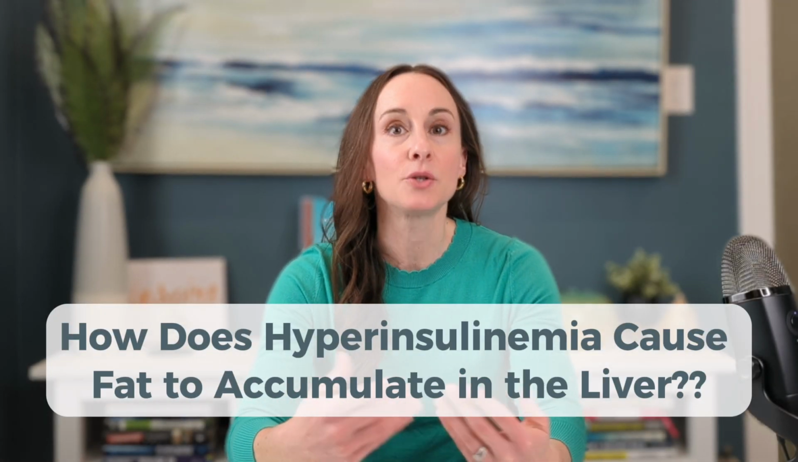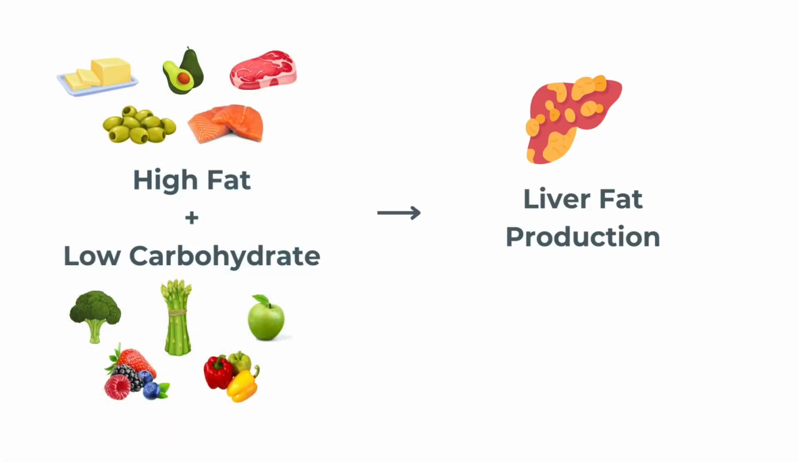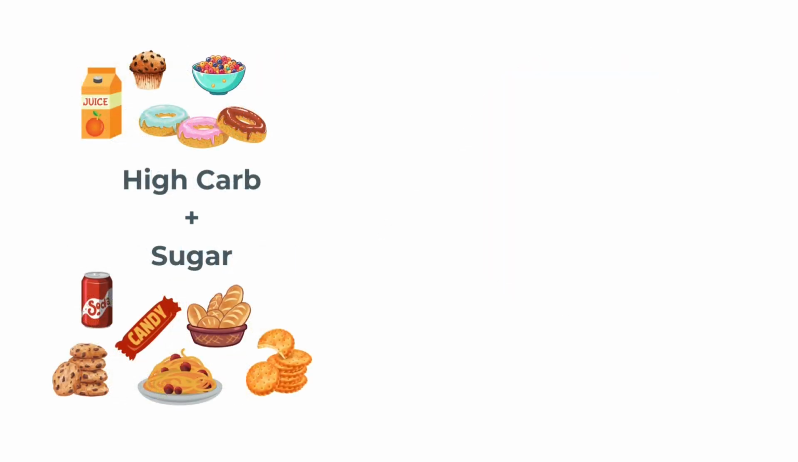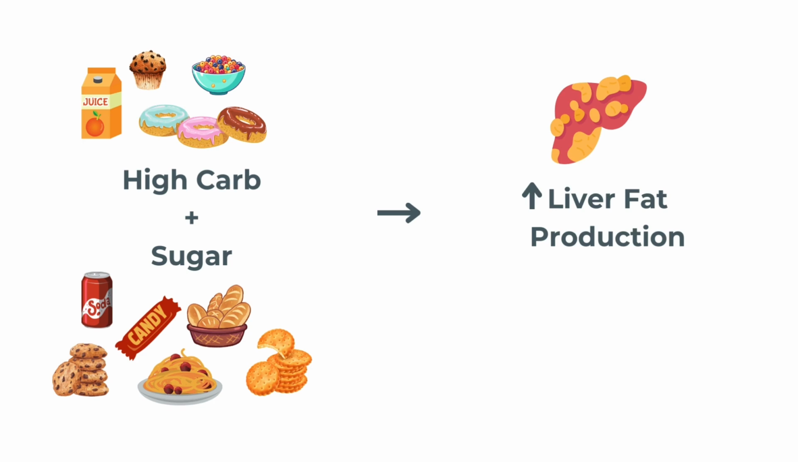So how does hyperinsulinemia cause fat to accumulate in the liver? You might think that eating too much fat is what causes fatty liver, but that's not the case. Eating a high-fat diet with low carbohydrate and sugar intake does not noticeably increase liver fat production. High carbohydrate and sugar intake, on the other hand, can increase liver fat production by 10-fold. To grasp why high insulin levels contribute to fatty liver, let's first understand insulin's role in the body.